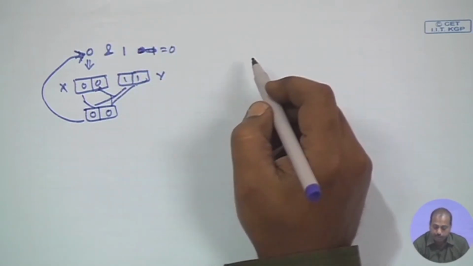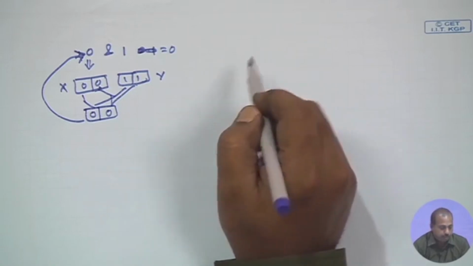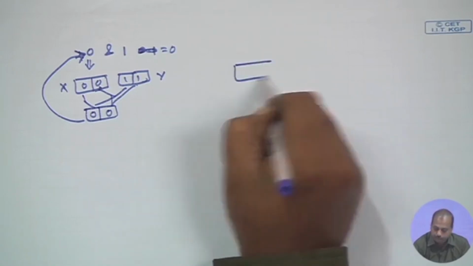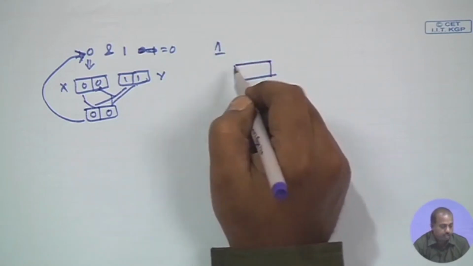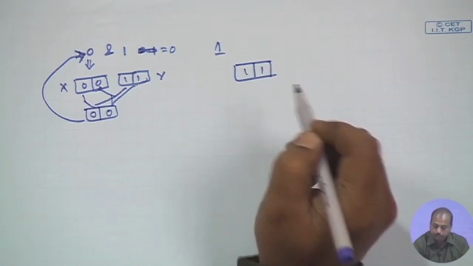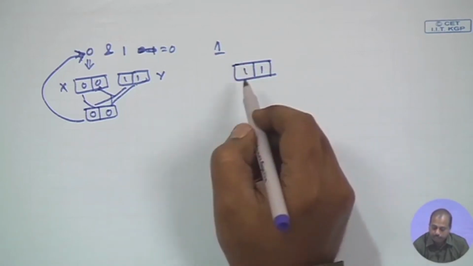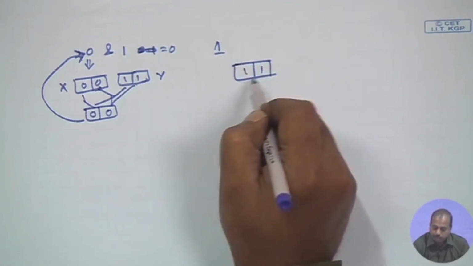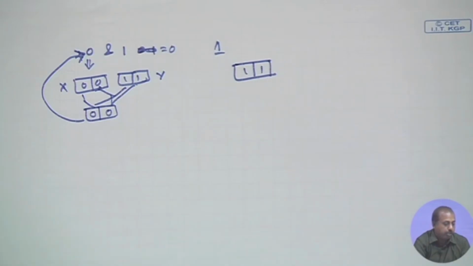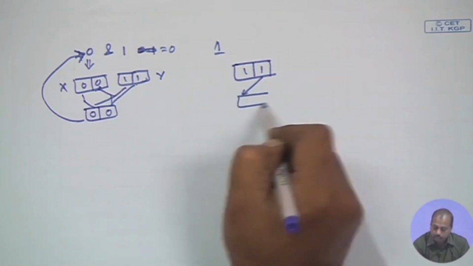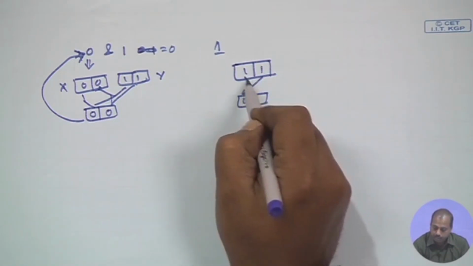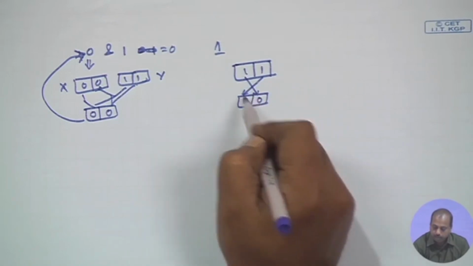But in the case of inversion, what happens is this. Suppose I had a 1, which is represented as 1 1. Now when I take an inversion, if you look into the rule, it says that C1 is NOT of A2 and C2 is NOT of A1. So this is getting a 0 from here and this is getting a 0 from there. So I am getting a 0 0.